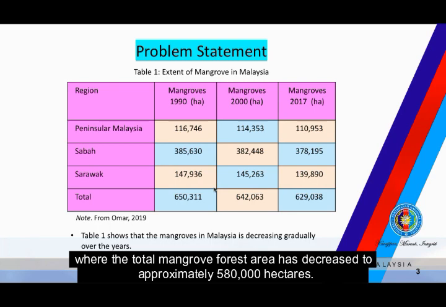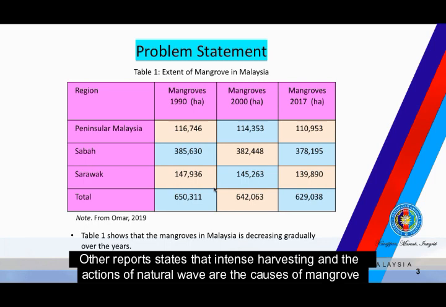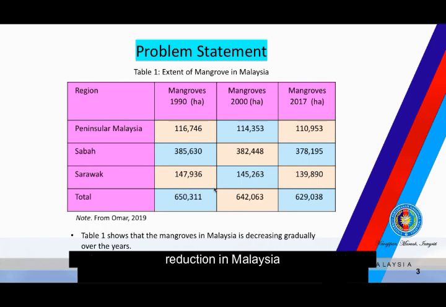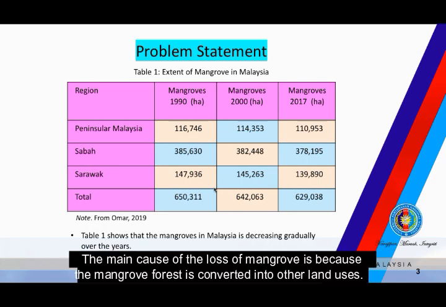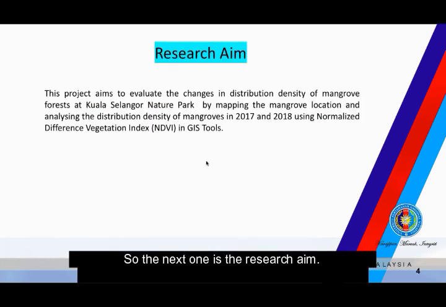580,000 hectares. Other reports state that intense harvesting and the actions of natural waves are the causes of mangrove reduction in Malaysia. The main cause of the loss of mangrove is that the mangrove forest is converted into other land uses. So, the next one is the research aim.